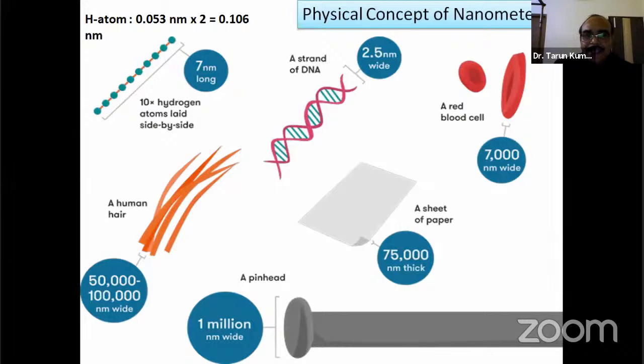So if you arrange 10 hydrogen atoms, it is 7 nanometer. DNA is 2.5 nanometer wide. Human hair ranges from 50,000 to 100,000 nanometer wide, which you can see with your naked eyes. So from these different things around you, you can now get an idea of how small 1 nanometer is, that is 10 to the power minus 9 meter.